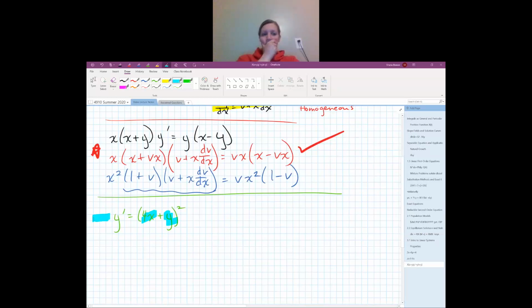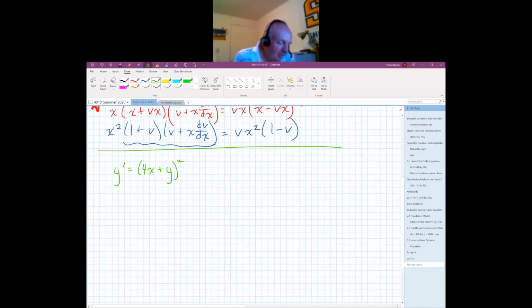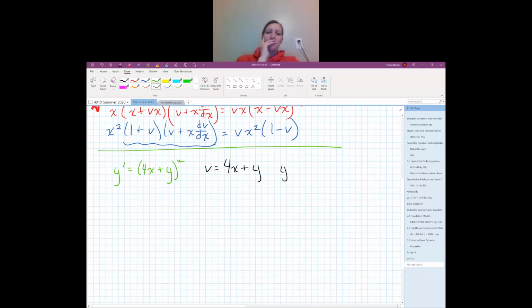And so what happens is this is the first kind of substitution, the most basic kind of substitution that we see in that section. We just straight up go v equals 4x plus y. And then you'll have your dv/dx. Or sorry, you'll need y equals v minus 4x, and then you can find your dy/dx, right?